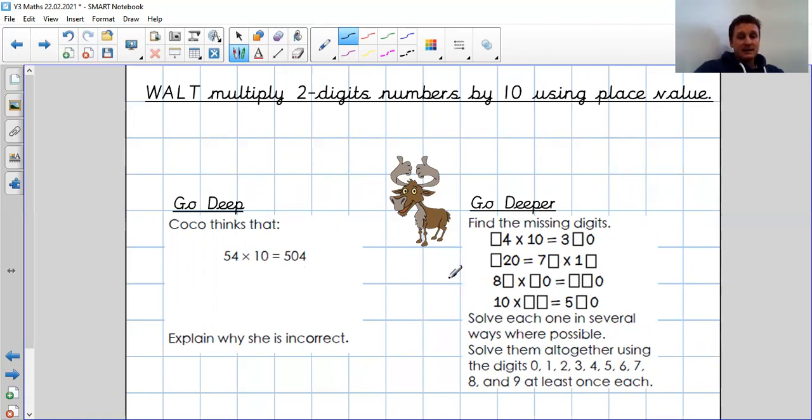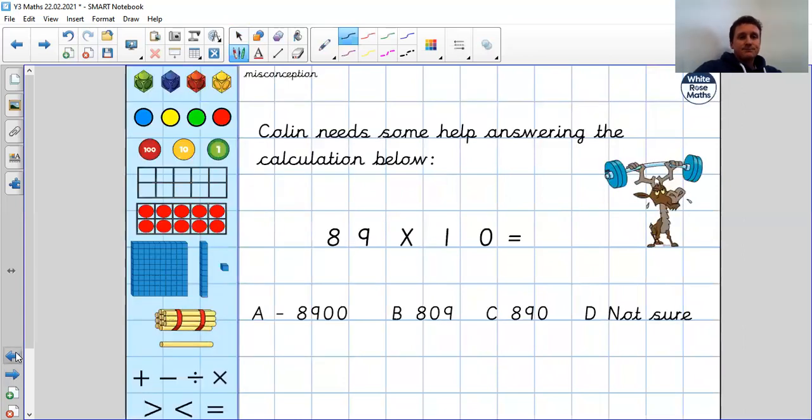It's one that you've got to think about, but it is possible, and it's one that you can definitely do. I am going to skip back before you do that to our misconception. All right, Colin needs some help answering this calculation. He's been given 4 answers. Let's see if you can work out which one is correct. So Colin needs some help answering the calculation below. 89 times 10. Is it A, 8,900? Is it B, 809? Is it C, 890? Or D, are you completely not sure?